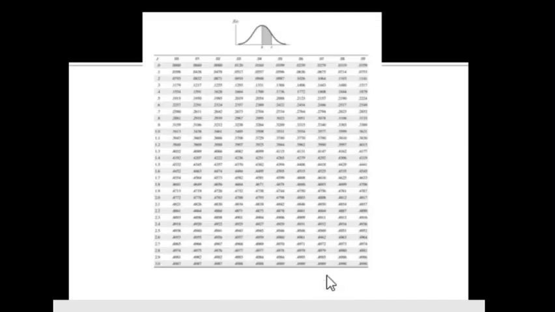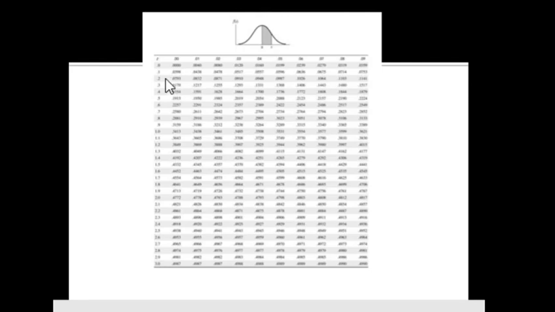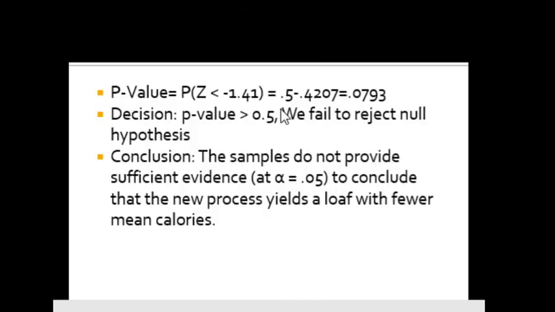Now remember, we will use the z table to find the p-value. Since it's a less than test, we will find the probability of z less than negative 1.41. Going back to the table, we look for 1.41. This is the value here for 1.41, and you subtract that from 0.5. So 0.5 minus 0.4207 gives 0.0793, which is the p-value.